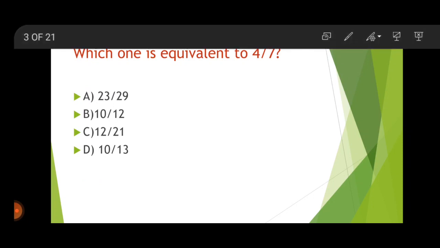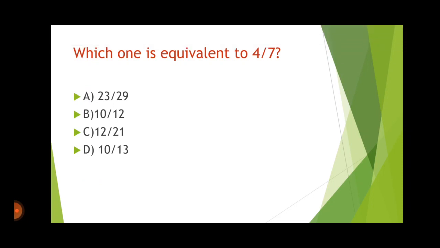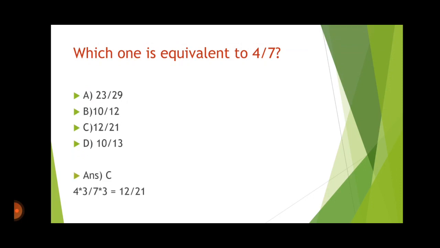Okay, let's go to the answer. Here the answer is C. When we multiply 3 into the numerator and denominator, we get the value 12/21. Such a relation is not there in all other options. That is 23/29, there is no common factor. 10/12, we can't represent 4/7 as 10/12, and similarly for option D also.